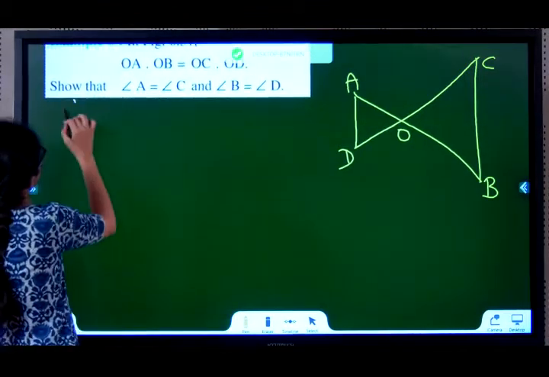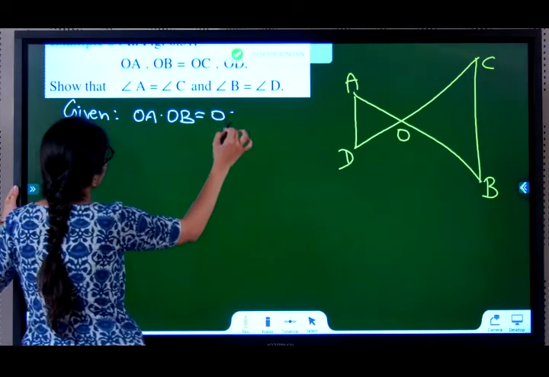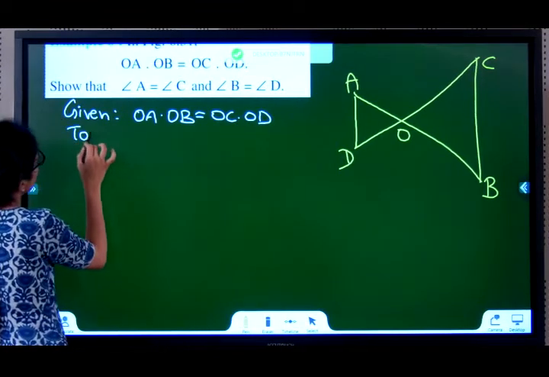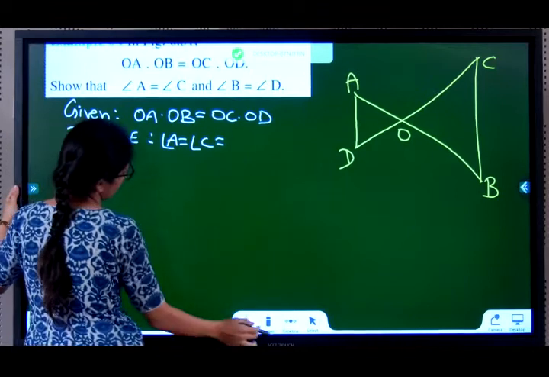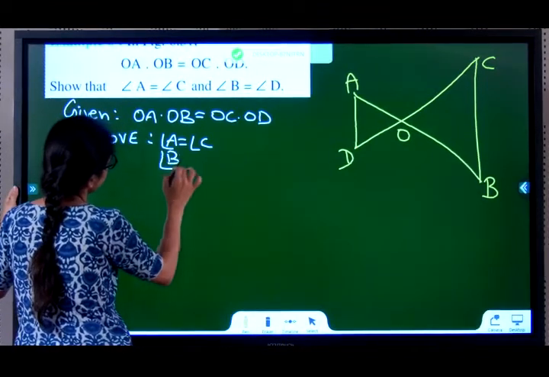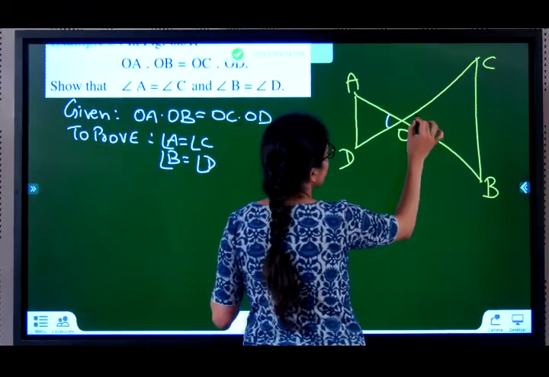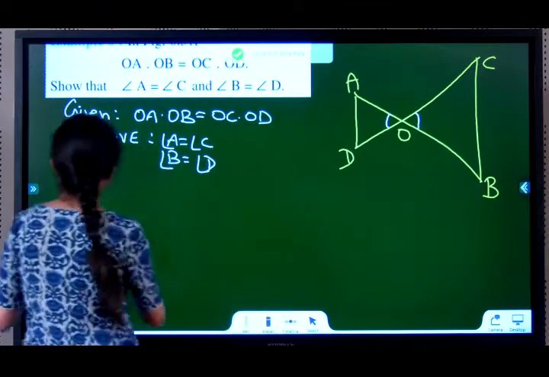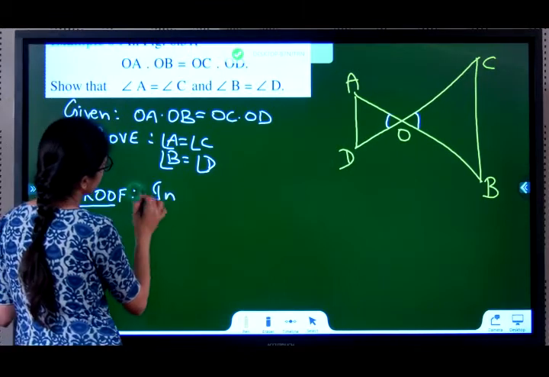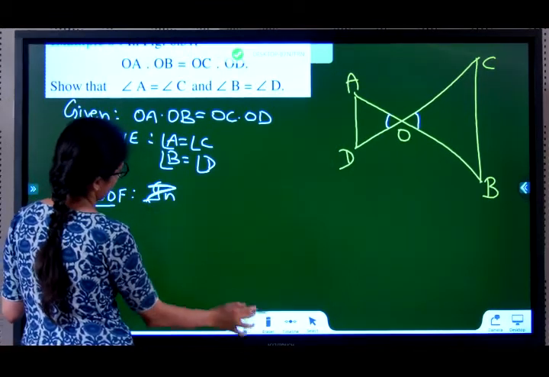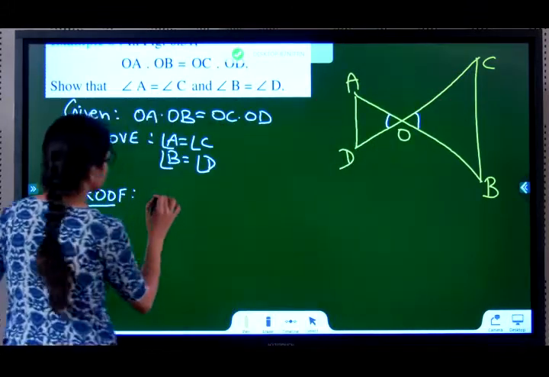So what is given first of all? Given OA into OB is equal to OC into OD, and you have to prove angle A equals angle C and angle B equals angle D. Okay, now coming back to the figure here, vertically opposite angles, these two are equal. Agreed? So, proof. Which are the two triangles you are taking? You want to somehow relate AOD and COB. So, first we will see what is given.